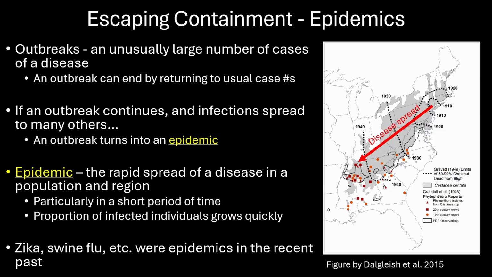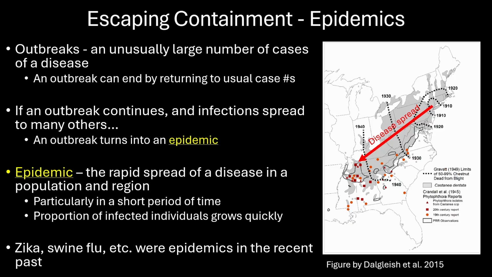An outbreak is an unusually large number of cases for a particular disease. And an outbreak can end when the frequency of that disease returns back to that expected level. If an outbreak continues and those infections start to spread to many, many other individuals, an outbreak can turn into an epidemic. An epidemic is the rapid spread of a disease in a population or a region, particularly if it occurs in a very short period of time. In an epidemic, we see the proportion of infected individuals grow rapidly. Zika and swine flu are good examples of epidemics in the recent past.